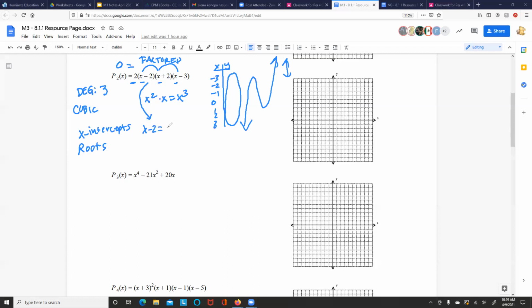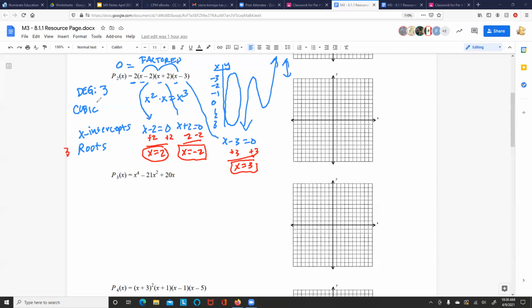X minus 2 equals 0. The next one, x plus 2 equals 0. The last one, x minus 3 equals 0, and solve them, and those are your x-intercepts. So add 2 to both sides, x equals 2. That's our first x-intercept. Subtract 2 from both sides here, x equals -2. That's our second intercept. Add 3 to both sides, x equals 3. That's our last intercept, and we should have 1, 2, 3 intercepts. We should have 3 roots.